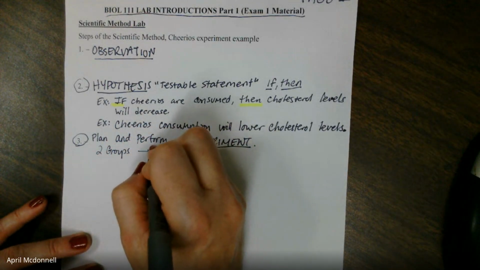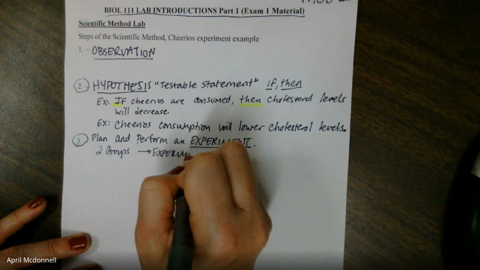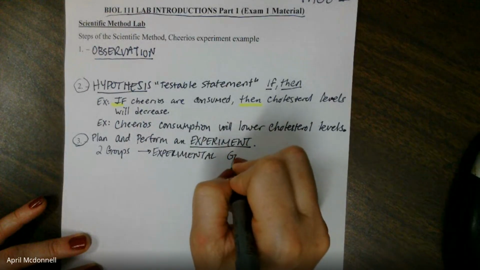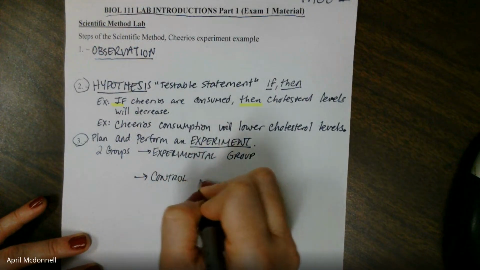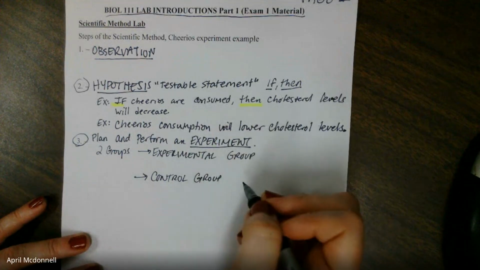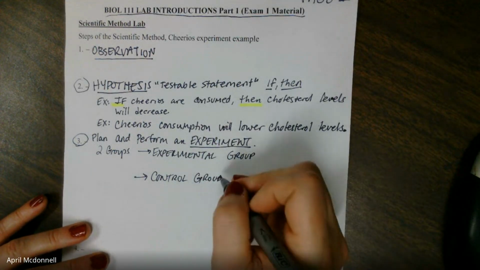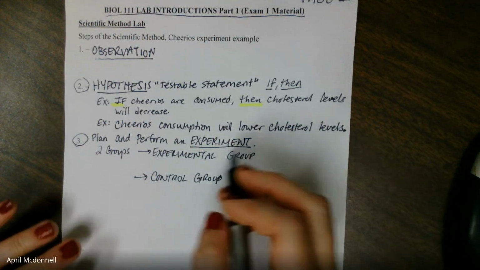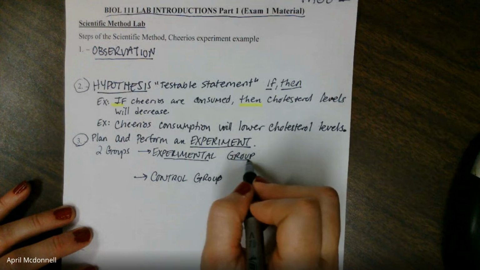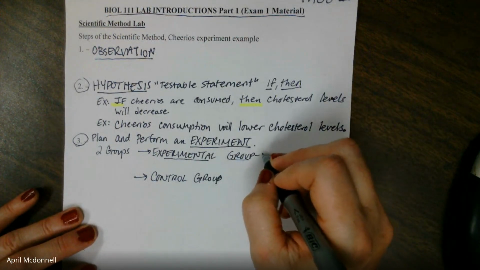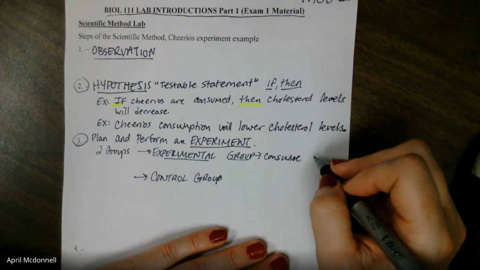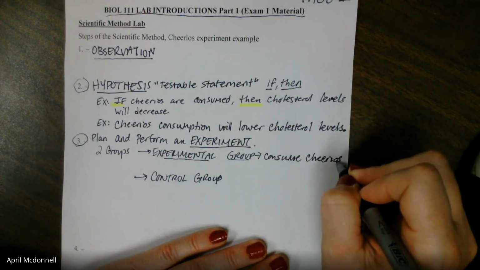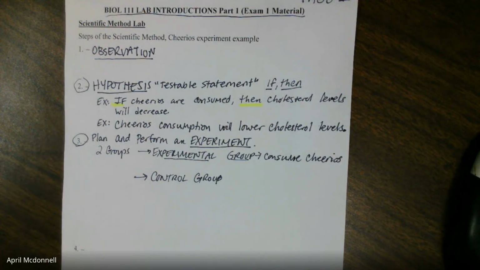The first group is going to be called the experimental group, and leave a little space right here. The second group is going to be called the control group. Which group do you think is going to consume the Cheerios? That's right, the experimental group is going to consume Cheerios. Then why have the control group at all if they're not going to eat the Cheerios? Why bother having a control group?